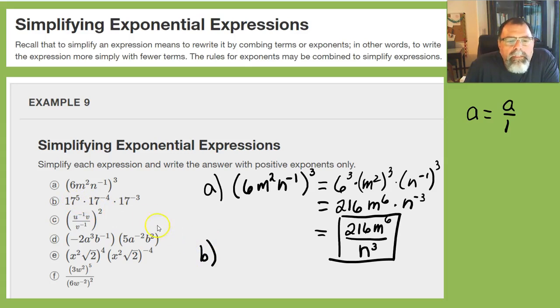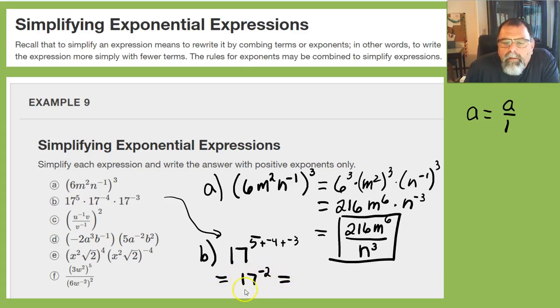So we got 17. Now they're all multiplying, so what I would do is just straight add. So it would be 17. Okay, I'm going to skip rewriting it down for space here. So it'll be 17 to the 5 plus negative 4 plus negative 3, which is 1, minus 3 would be what? Negative 2.